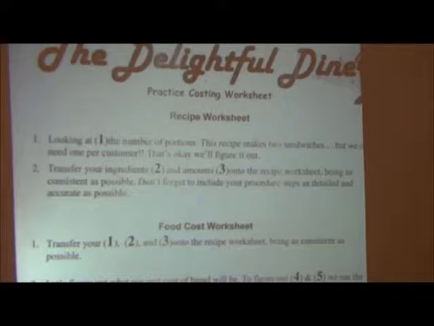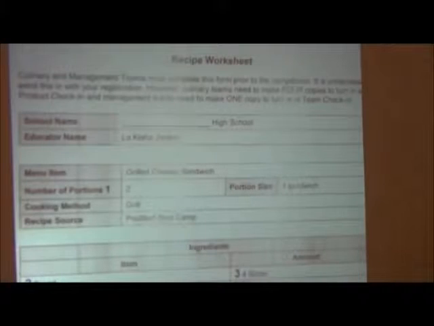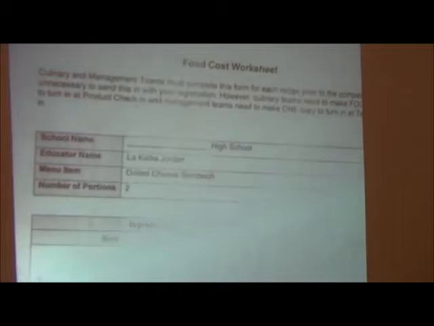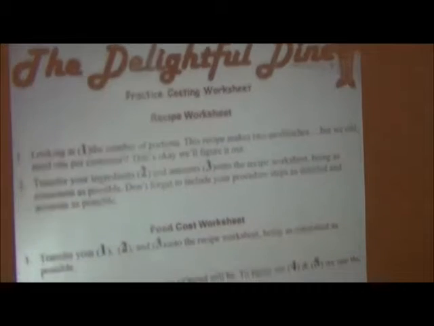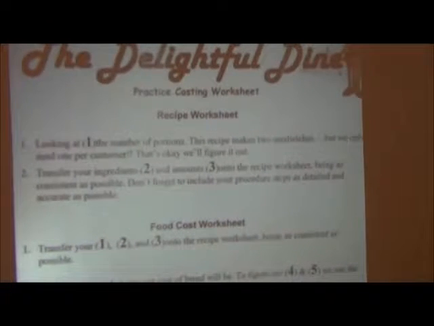sheets that say recipe worksheet that looks like this, as well as food cost worksheet and menu price worksheet. And we're going to go through what each of these different sheets are. So the first thing I'm going to do is go back to our first page, what looks like this, the Delightful Diner cost sheet.